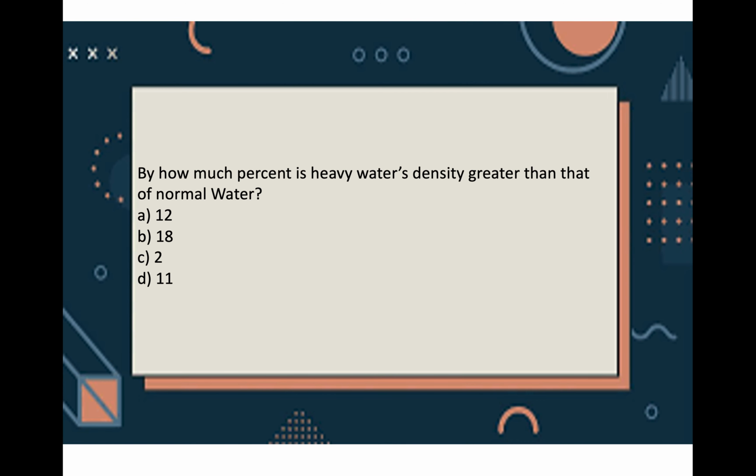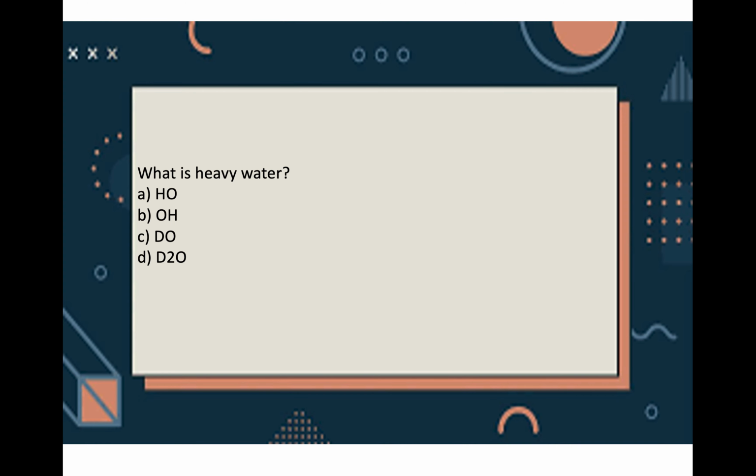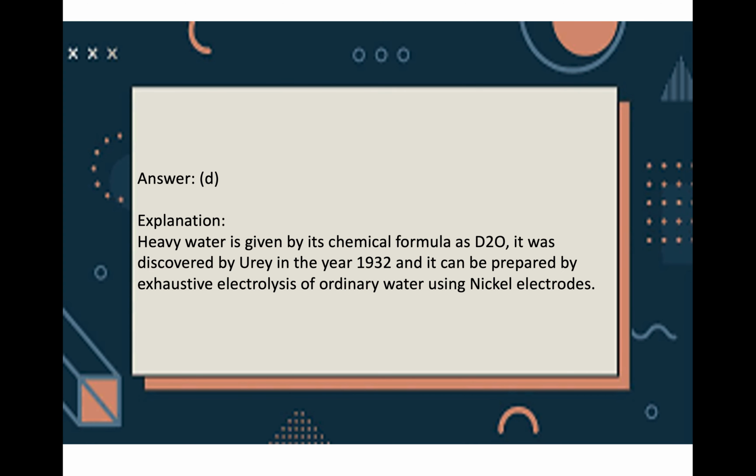And by how much percent is heavy water's density greater than normal water? Is it 12, 18, 2 or 11? So answer is 11. The density of heavy water is 11% greater than normal water, because 89% of water or heavy water mass comes from the single oxygen atom. What is heavy water? Is it HO, OH, DO or D2O? D2O is heavy water. Its chemical formula is D2O.